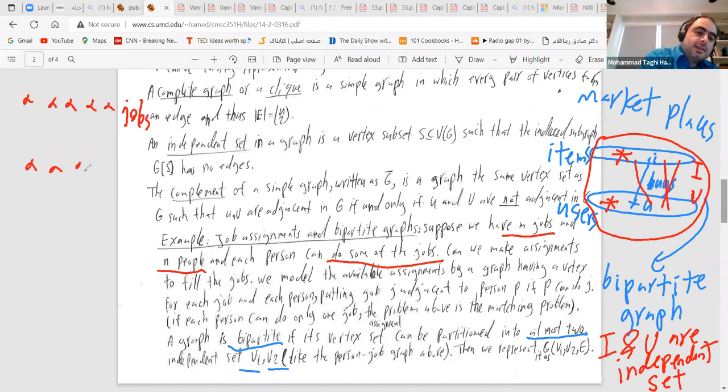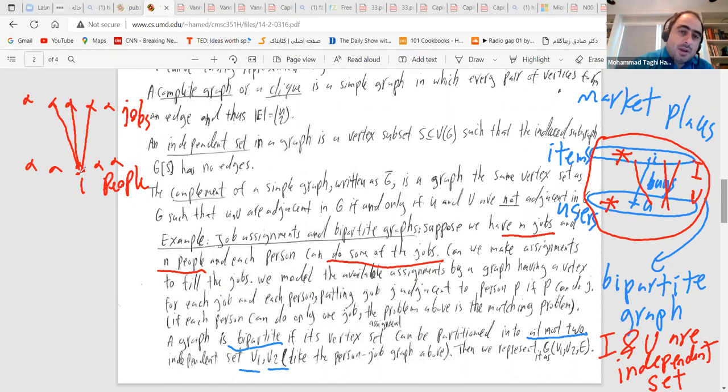And these are the people. Now, if this person I is professional in some of these jobs, then we put edges between I and J. Now, we want to find an assignment where each person can do only one of these jobs at the end.